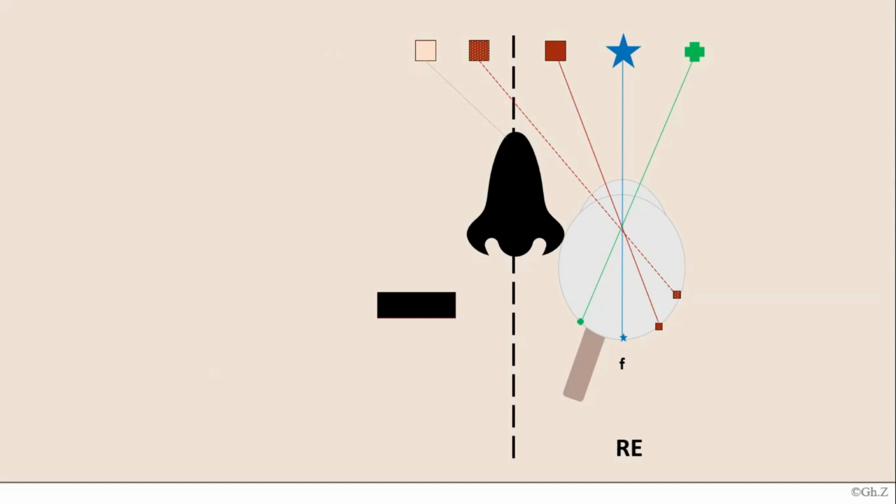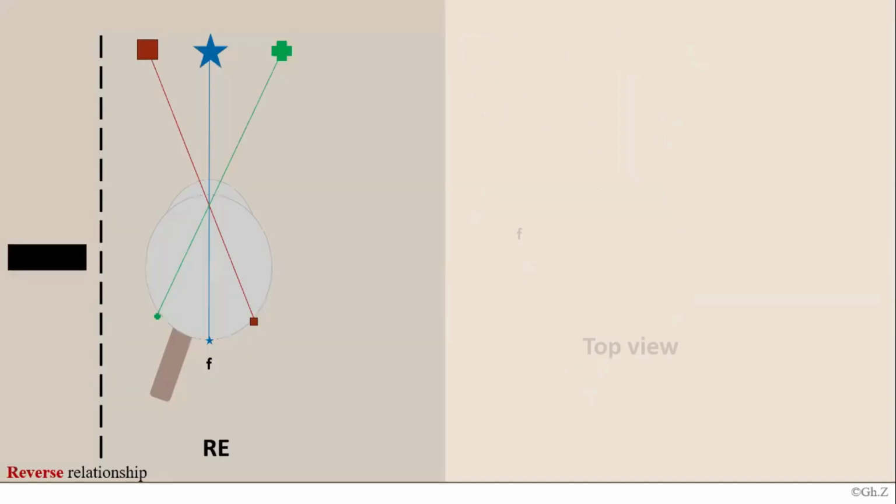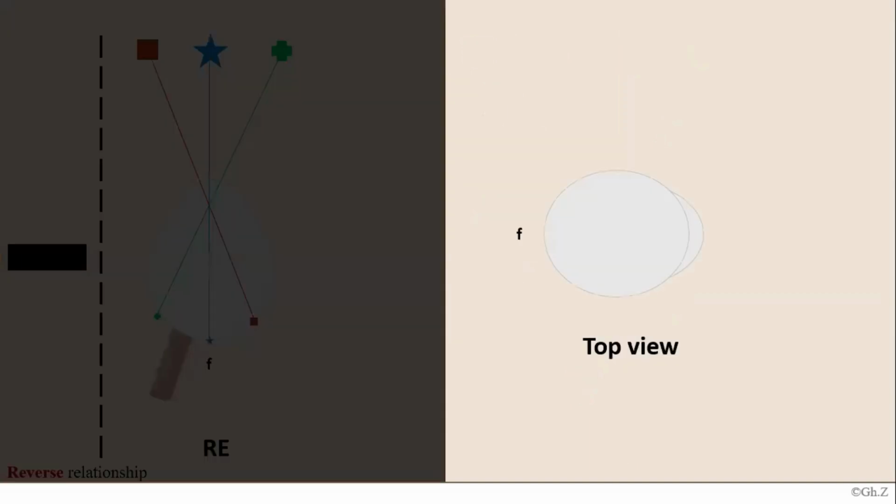So let's summarize. If we have an object in the temporal field, its image is projected on the nasal retina. If we have an object in the nasal field of the eye, its image is projected on the temporal retina. And actually, this is called the reverse relationship. How about the inverse relationship?